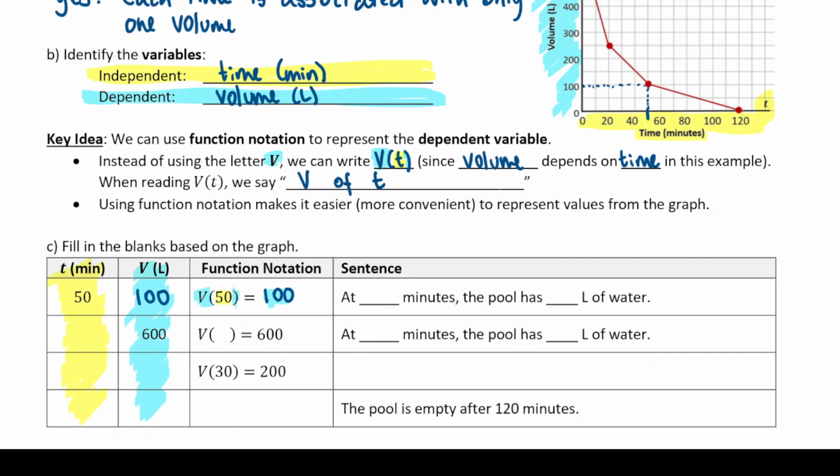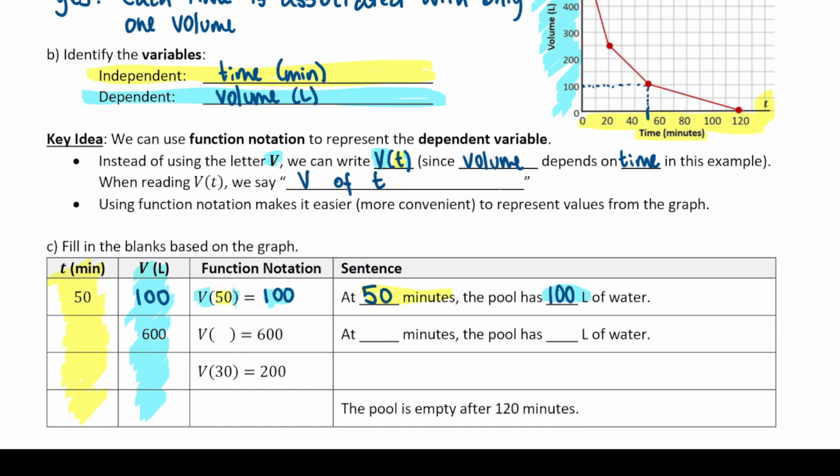So the volume at 50 minutes is 100 liters. So in words, that's how you could say it. But we use the function notation for short. It's like a quick way of saying the same thing, which would take a long time to write out in words. So it's a nice convenient notation to say something quickly to refer to a point on the graph.